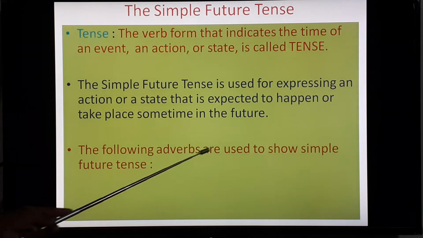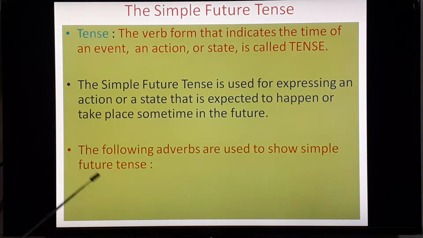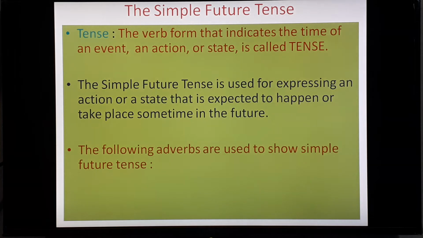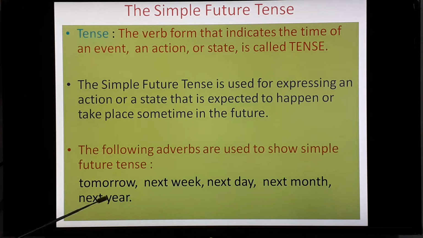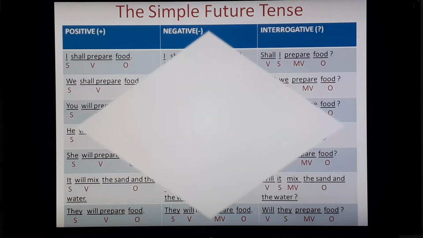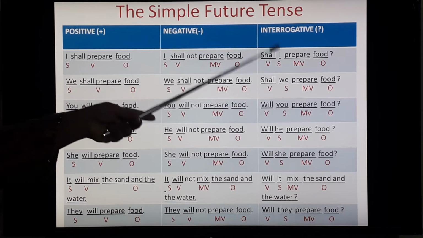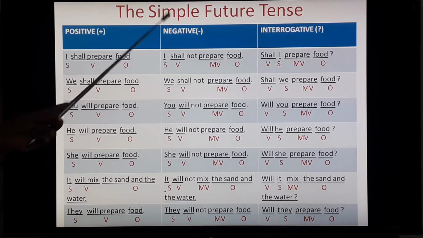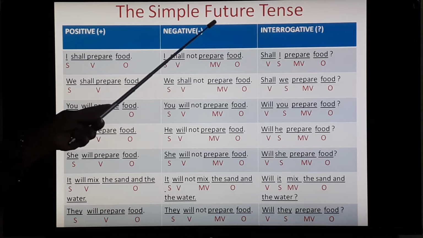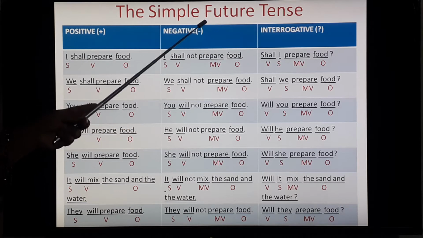The following adverbs are used to show simple future tense. Tomorrow, next week, next day, next month, next year. Let's compare different sentence formations: positive, negative, interrogative. Okay, this is simple future tense. Future tense means here you have to use auxiliary verbs that are shall, will.